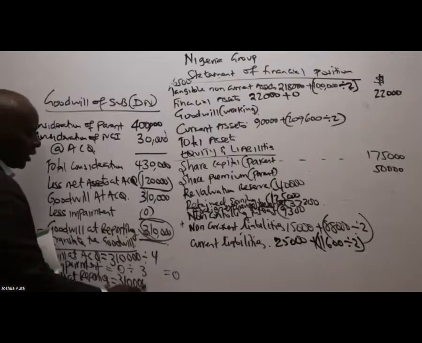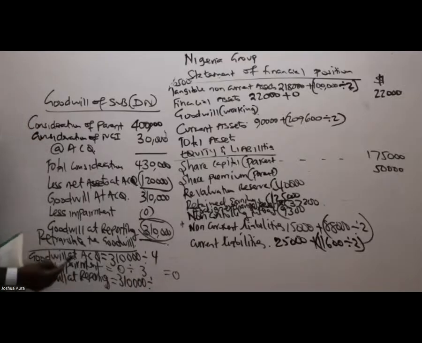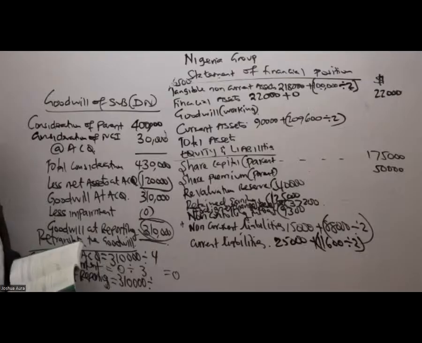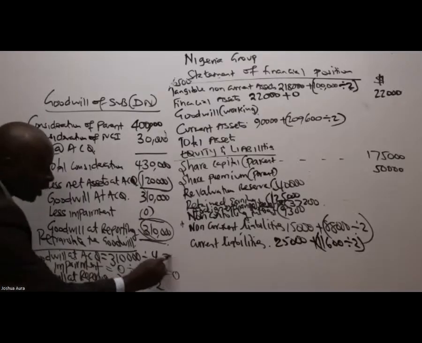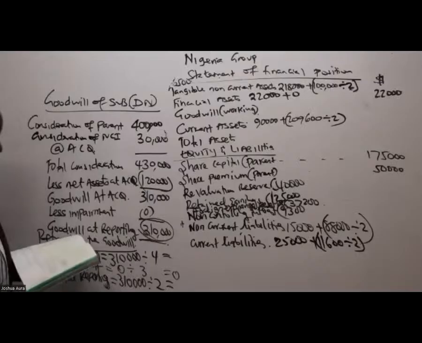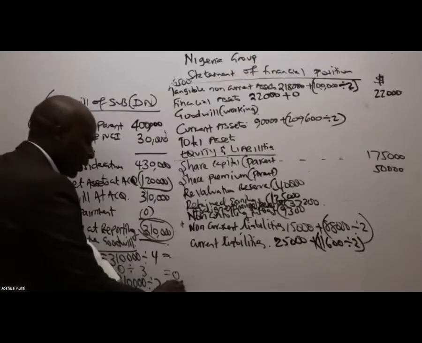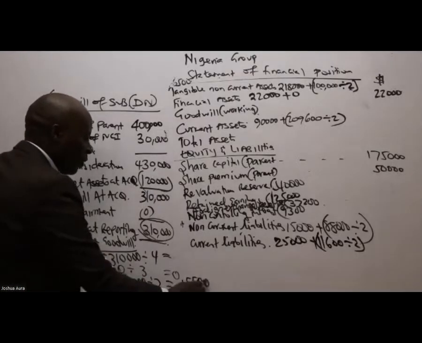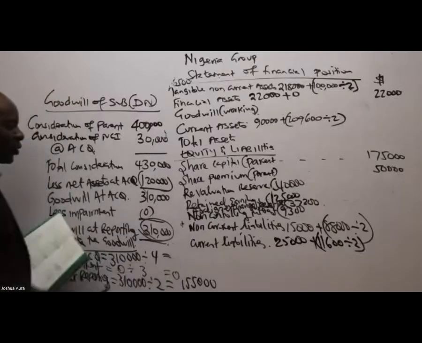So I'll take 310,000. At reporting, I should translate this at what rate, if you're following? Could you kindly give me these figures? I know this one here will be $155,000. 155,000. How about this?